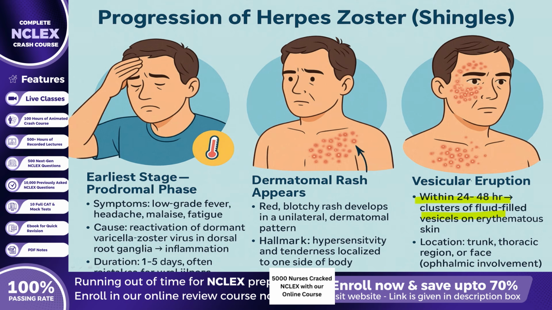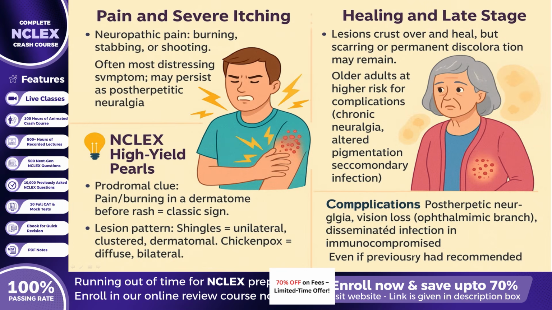Special attention is required when the ophthalmic branch of the trigeminal nerve is involved, as this can pose a threat to vision. As the vesicles form and the nerves become inflamed, the client begins to experience severe neuropathic pain and itching, which corresponds to option 1. This burning, stabbing, or shooting pain is often the most distressing symptom and may persist long after the rash resolves, a complication known as postherpetic neuralgia. Finally, as healing occurs, scarring or permanent skin discoloration may remain, which is option 5.